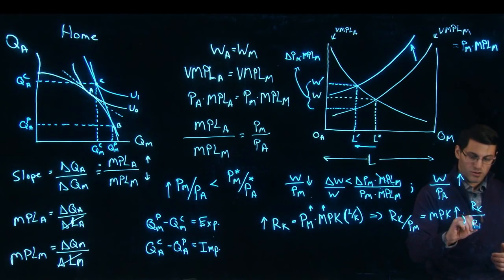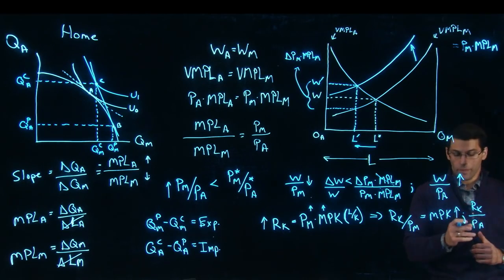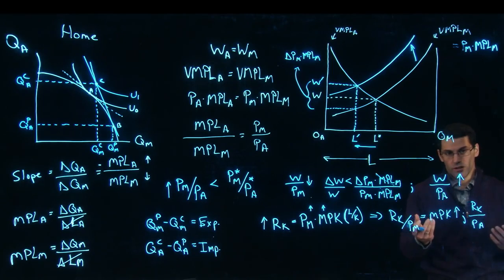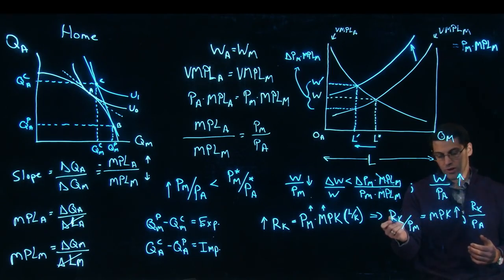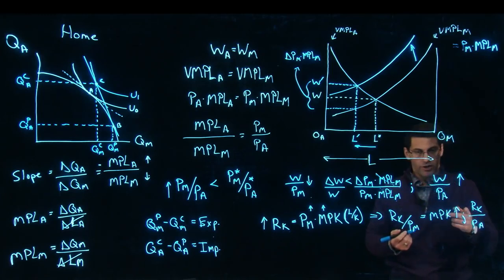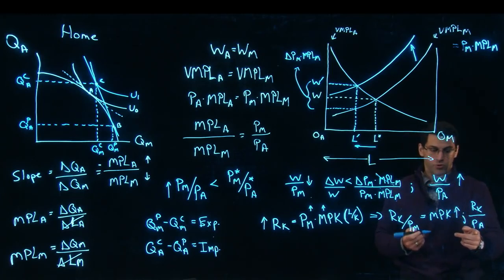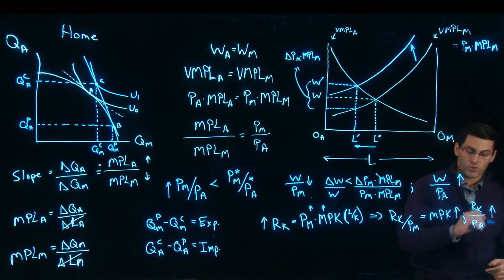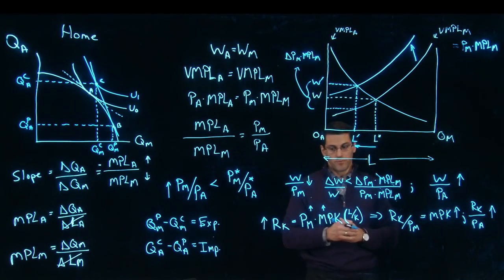Well, likewise, we also know that RK, the rental rate on capital divided by the price of agricultural goods, has to have gone up as well. If the increase in the rental rate is so large that it was in fact larger, proportionately speaking, than the increase in the price of manufactured goods, well, RK goes up and the price of agricultural goods stays the same. So that ratio also goes up.